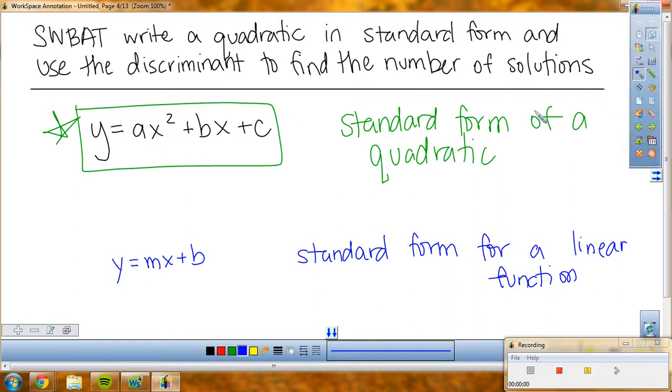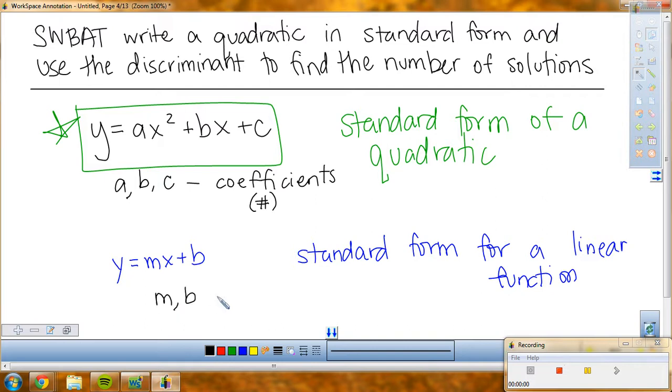There are a few important things we need to know about our standard form of a quadratic. First of all, a, b, and c are coefficients. So these will be numbers, just like in our slope-intercept form, m and b were numbers. Right? And then our variables are still going to be y, and here we have an x squared and an x, right? And in our linear function, we had y and x.